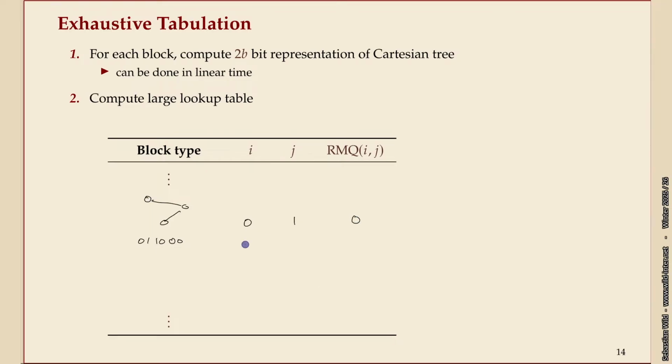If I ask for 0 and 2, say, and the same block type, I also get 0. And if I ask for 1 and 2, I get 2. Okay, so you can imagine we fill this for all possible trees of that small size and for all possible i and j, and we write down the answer.